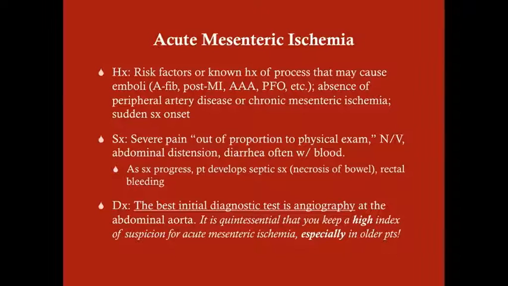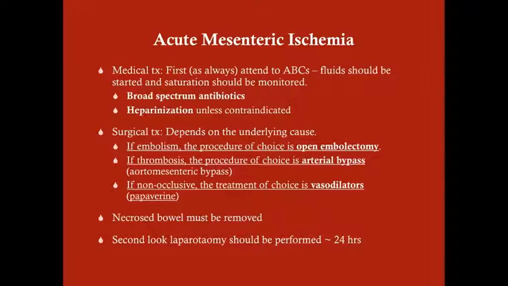When you do suspect it, what do you do? You do angiography. So angiography of the abdominal aorta. And this can be done in various different ways. Primarily now we do CT angiography, but it can also be done the classic way, or even MRI angiography theoretically. But you want to make sure that you're getting this done as quickly as possible and rolling on to surgery as soon as you can.